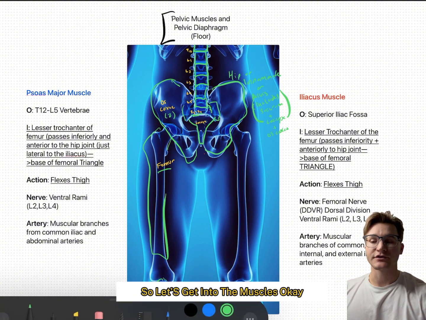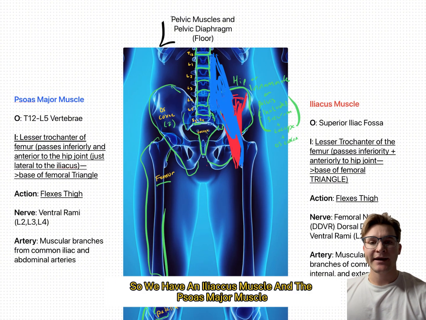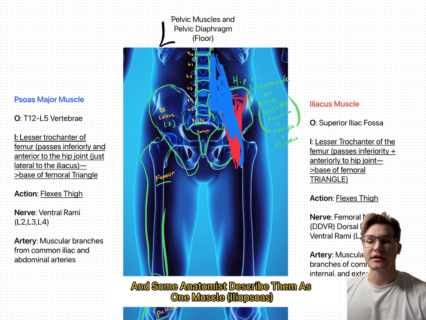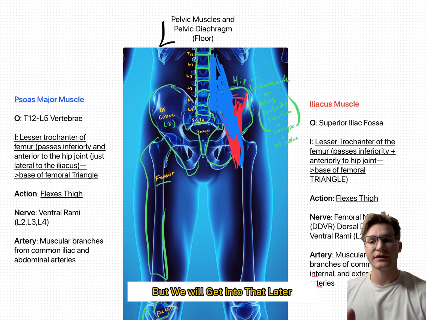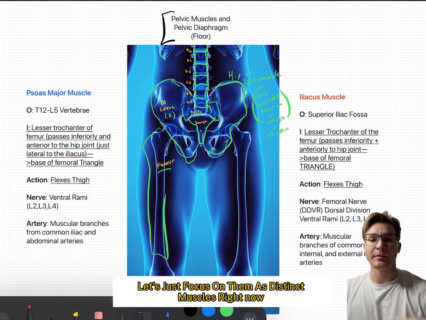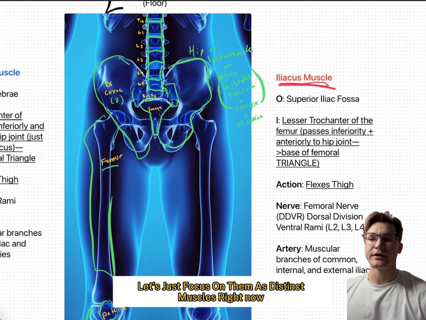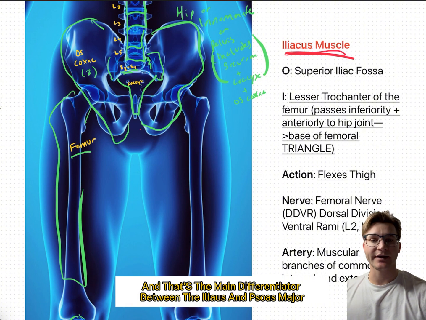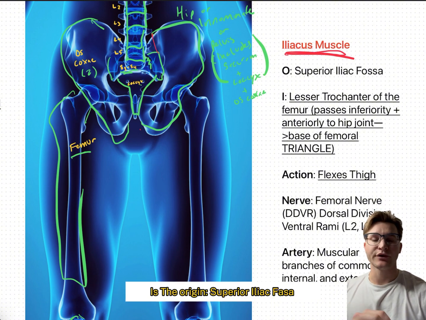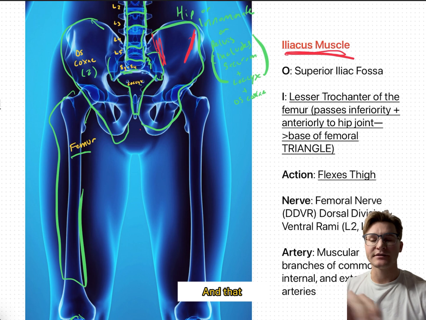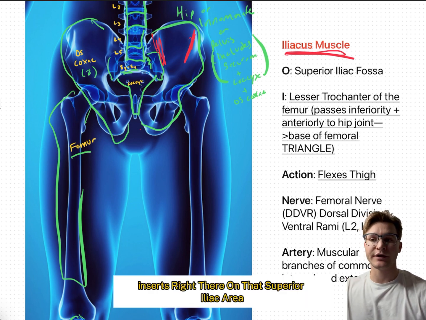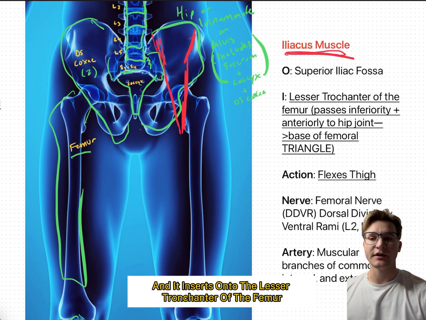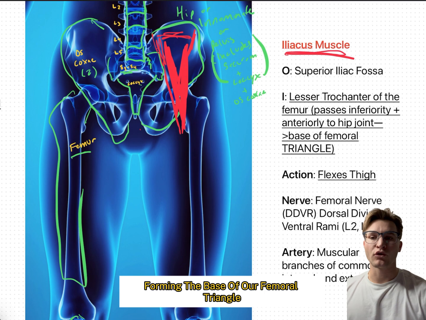All right, so let's get into the muscles. So we have an iliacus muscle and the psoas major muscle. These are two distinct muscles, and some anatomists describe them as one muscle, but we'll get into that later. Let's just focus on them as distinct muscles right now. So our iliacus muscle, its origin, and that's the main differentiator between the iliacus and psoas major muscle, is the superior iliac fossa, and it comes down and inserts onto the lesser trochanter of the femur, forming the base of our femoral triangle.